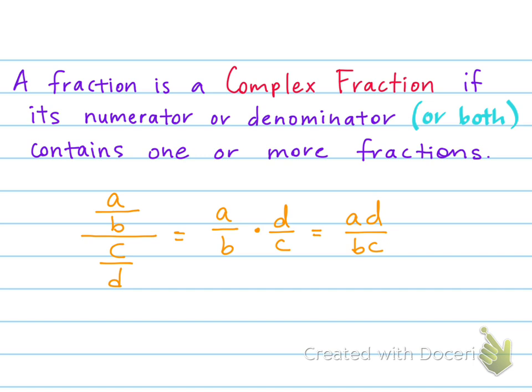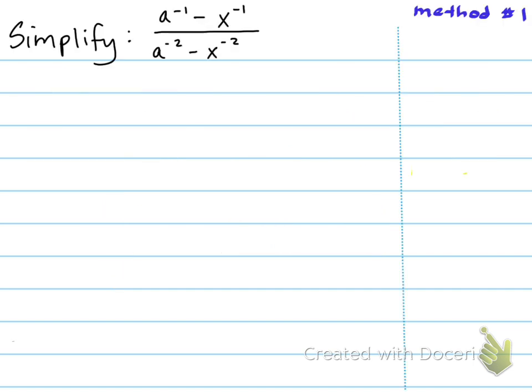Folks, that rule is the biggest mathematical rule that we're going to use today in the example, so my advice is have that written down. So for example 1, we're going to simplify. We have the fraction a to the negative first minus x to the negative first divided by a to the negative second minus x to the negative second.